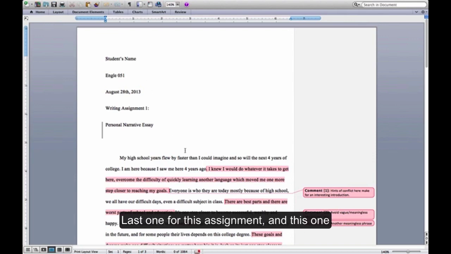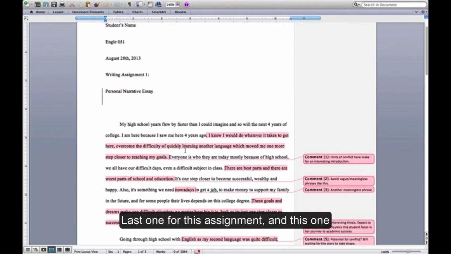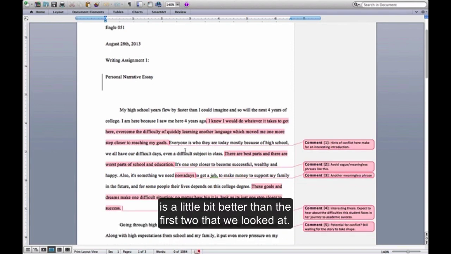Last one for this assignment, and this one is a little bit better than the first two that we looked at.